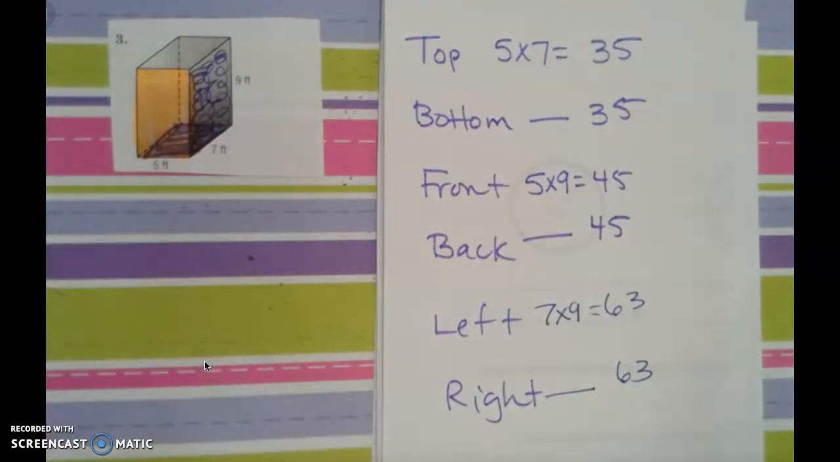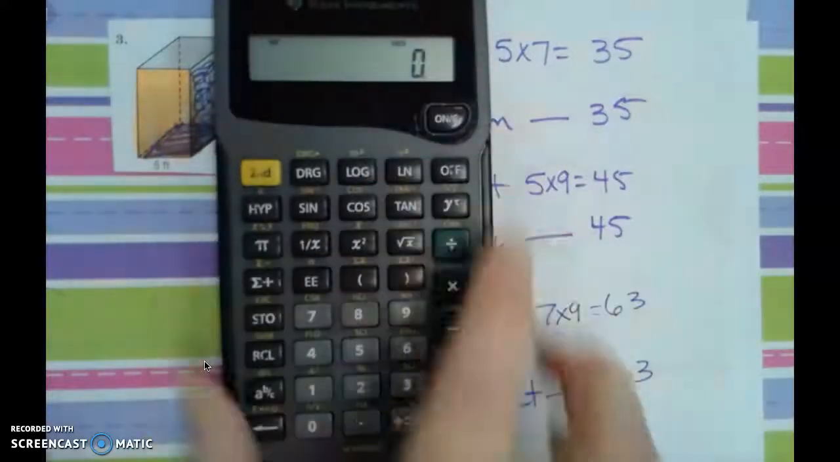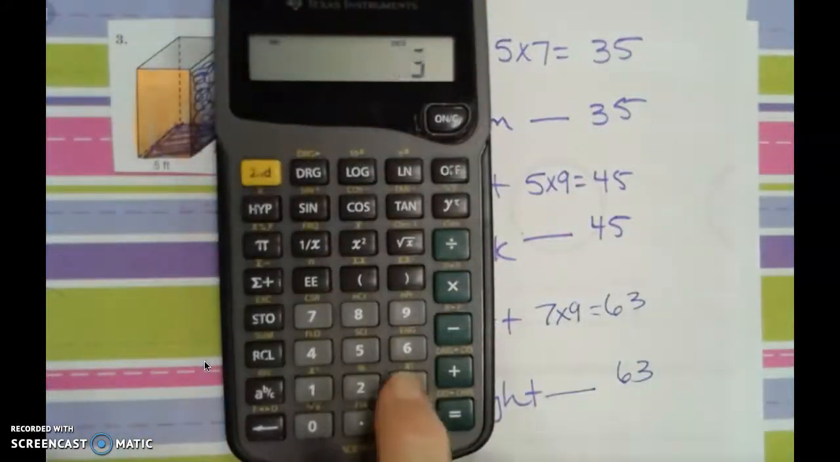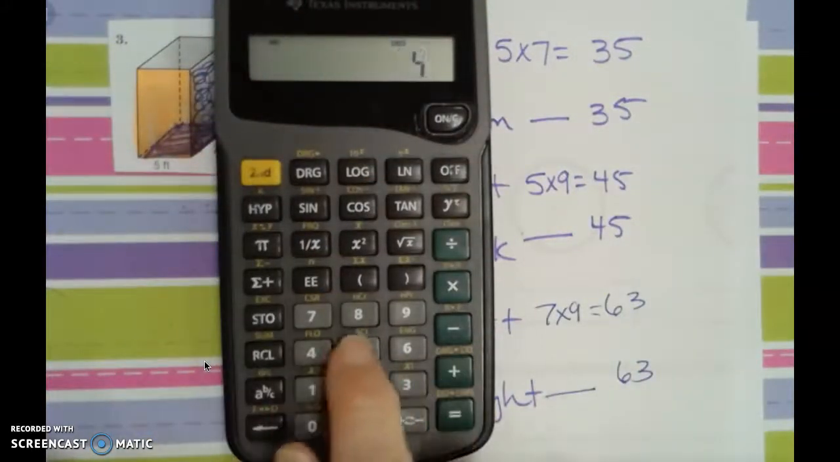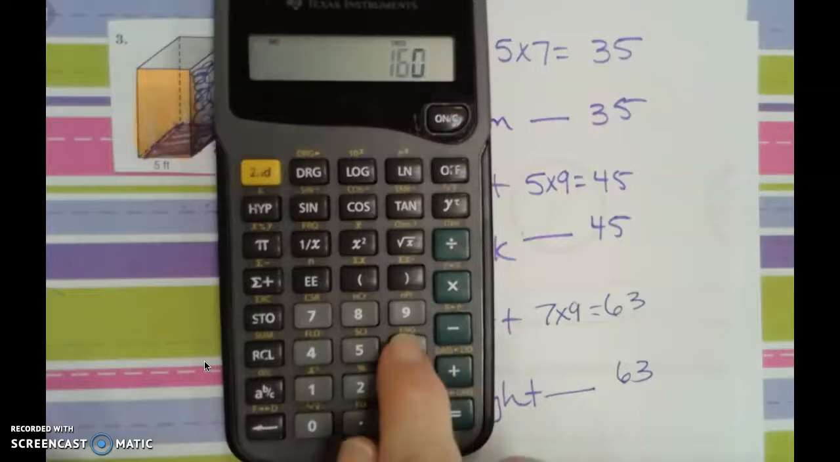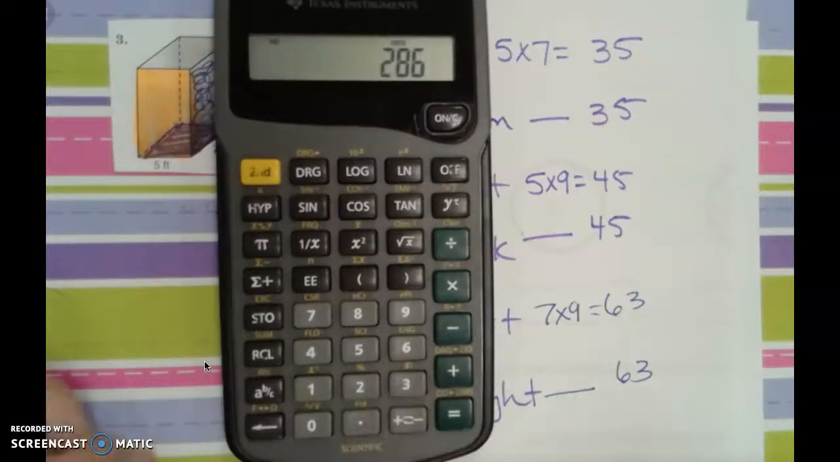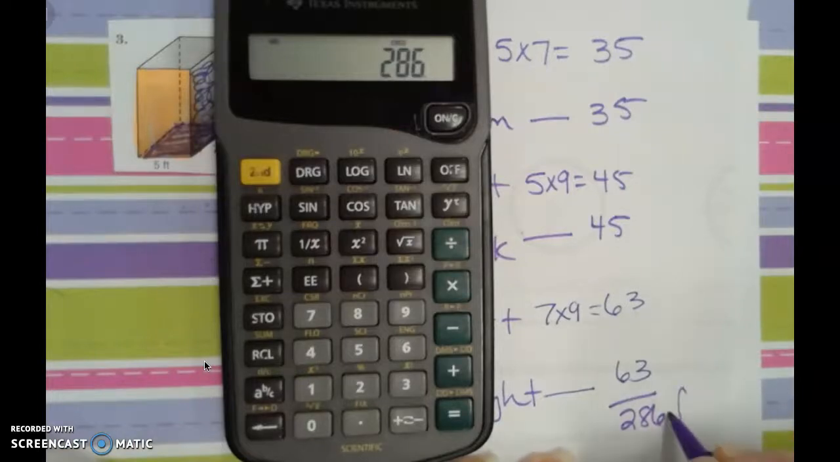So now all I have to do is add up all of my pieces. So 35 plus 35 plus 45 plus 45 plus 63 plus 63. And that's going to give me 286. And that was feet in that measurement, so this would be square feet.